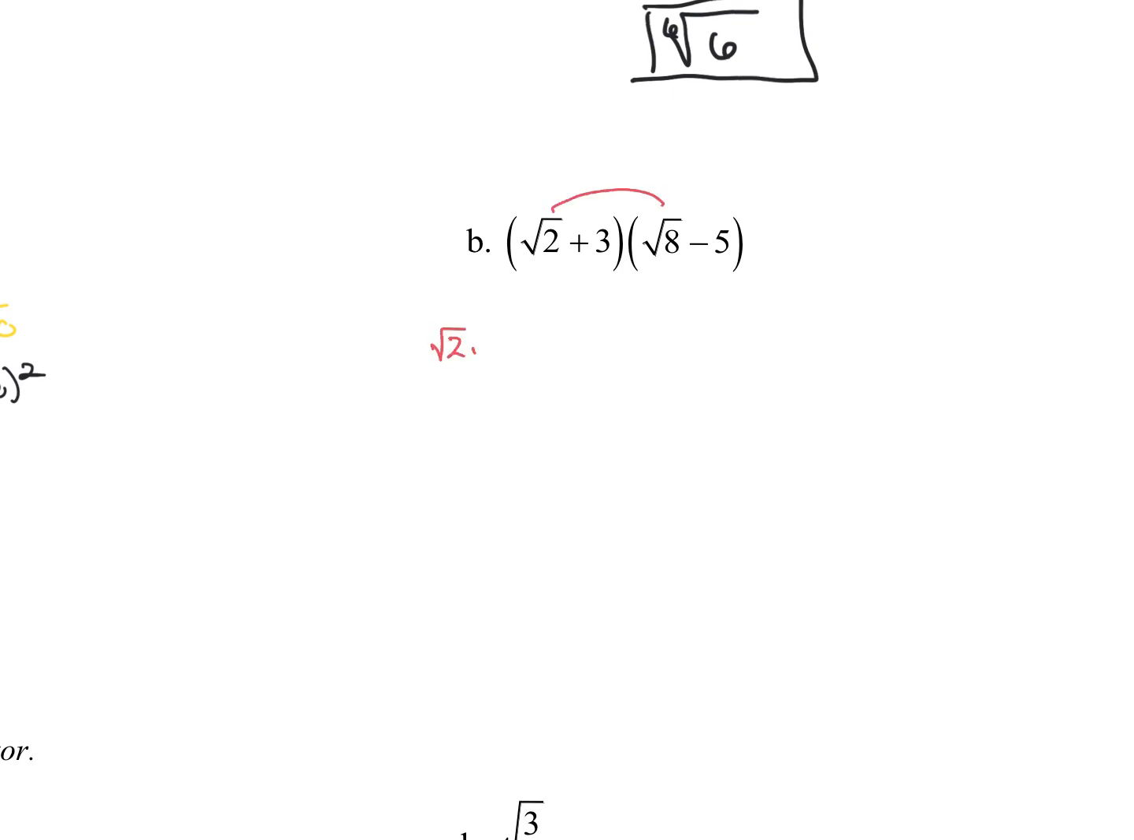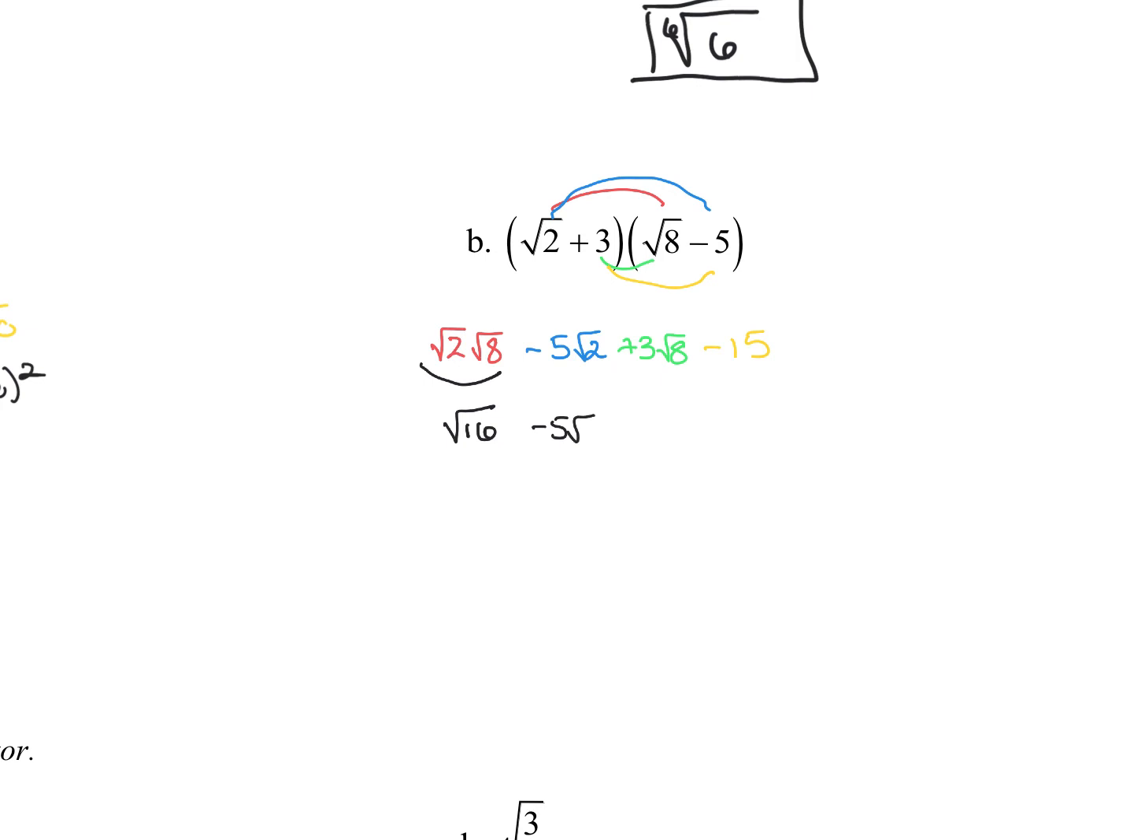Root 2 times root 8. Root 2 times negative 5. Negative 5 root 2. We usually write the whole number and then the root after it. 3 times root 8. So plus 3 root 8. And then 3 times minus 5 is a minus 15. This can get multiplied back together and make the square root of 16.